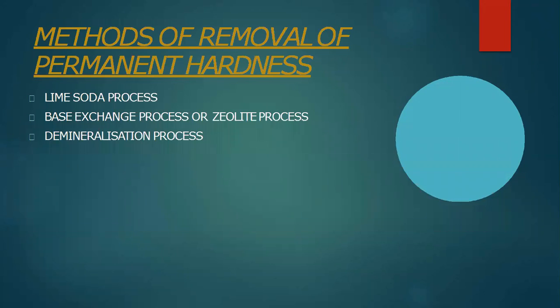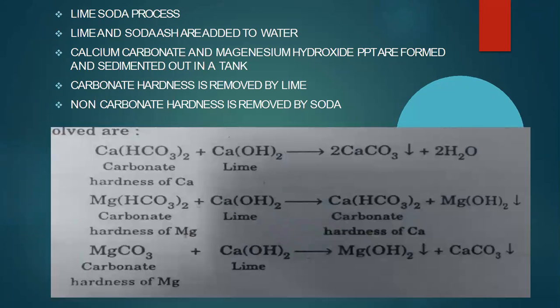Now, methods of removal of permanent hardness: the lime soda process, the base exchange process or zeolite process, and the demineralization process. In the lime soda process, lime and soda ash are added to the water. Calcium carbonate and magnesium hydroxide precipitates are formed and sedimented out in a tank. The carbonate hardness is removed by lime.